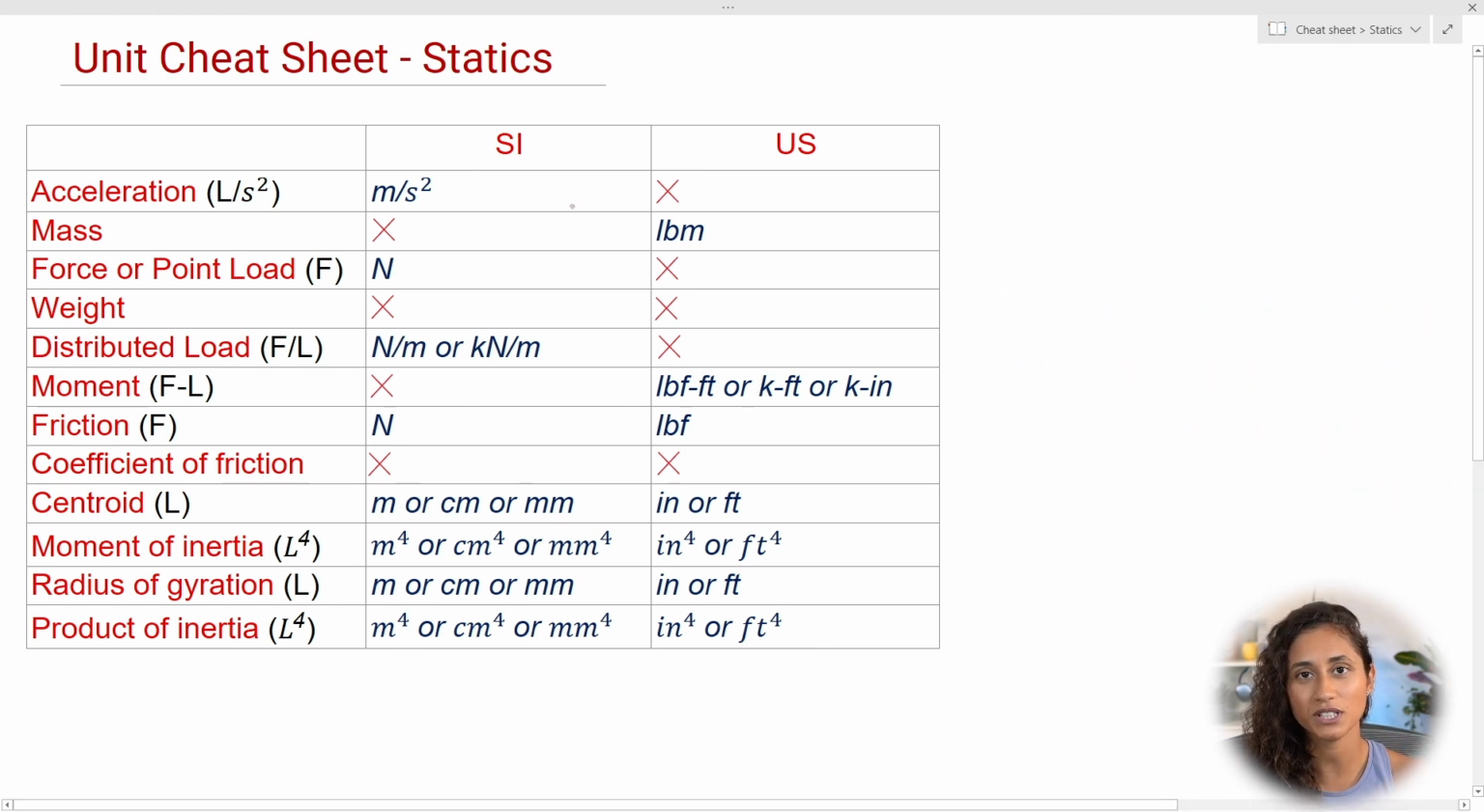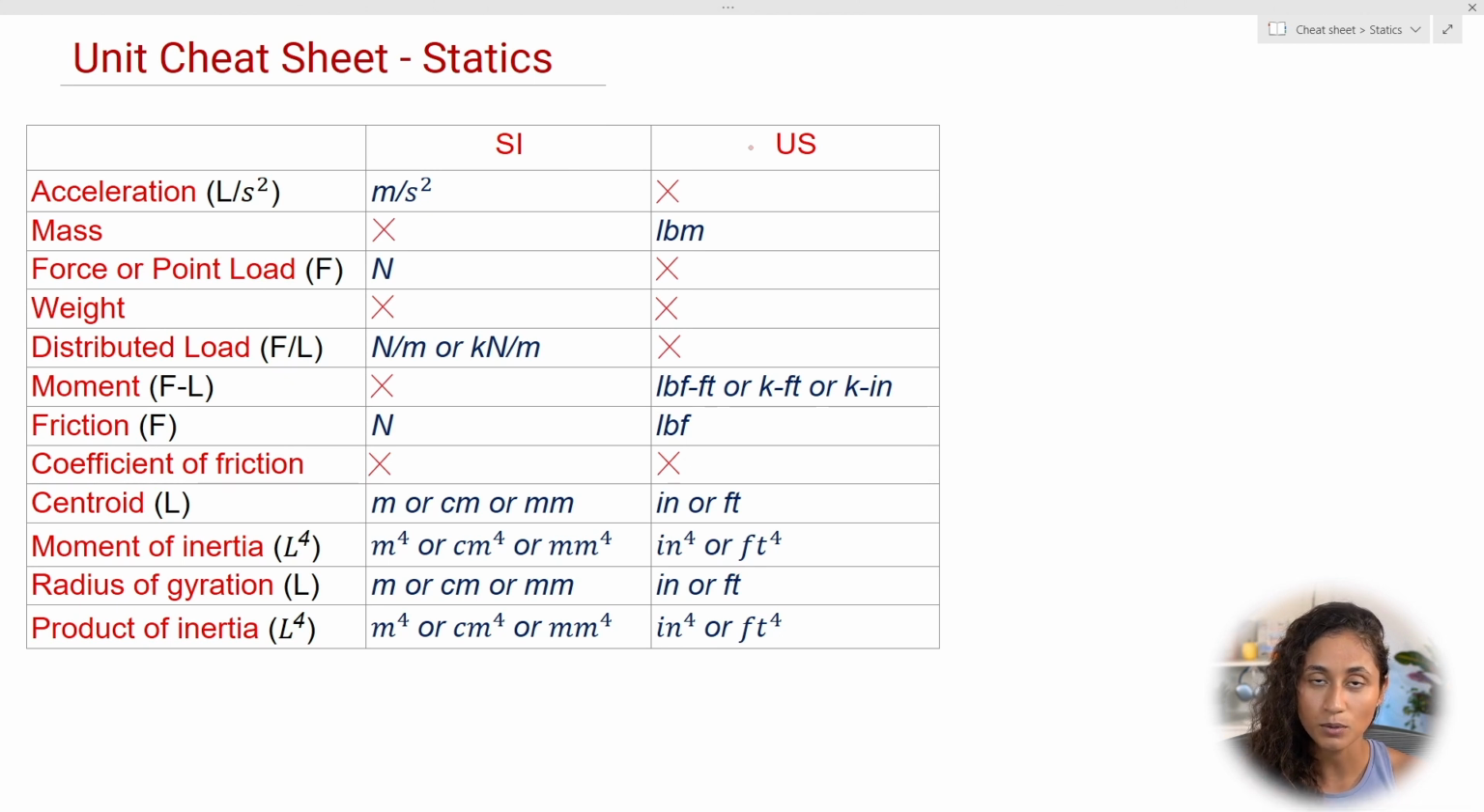Now let's go over the units for acceleration. Acceleration has a unit of length per time squared. If we are using SI units, that would be meters per second squared, and if we are using US, that would be feet per second squared. Another thing you should remember is the acceleration of gravity, which has a value of 9.81 meters per second squared if we are using SI, and 32.2 feet per second squared if we are using US units.